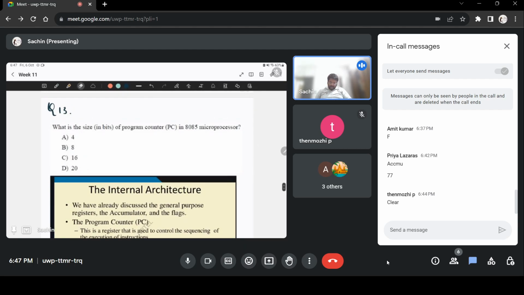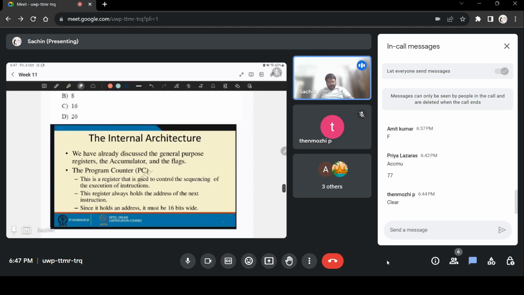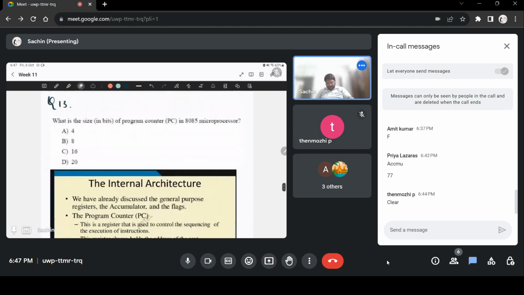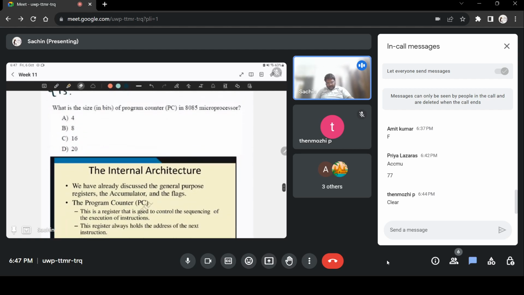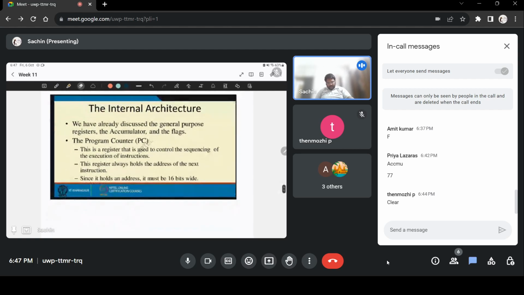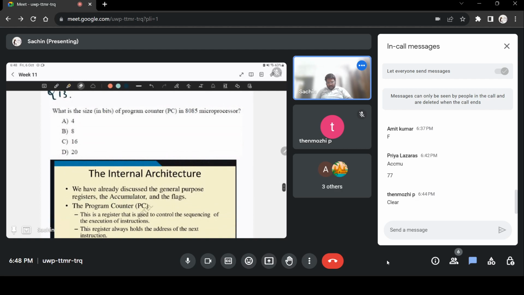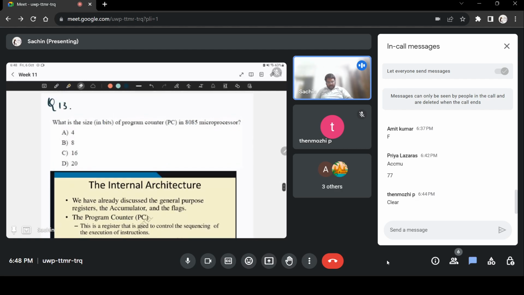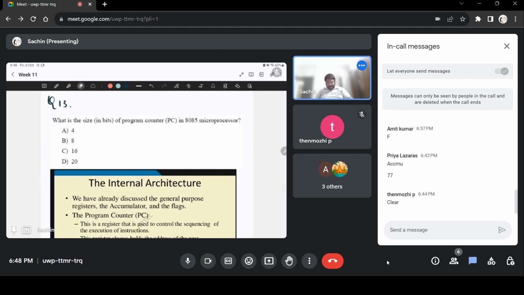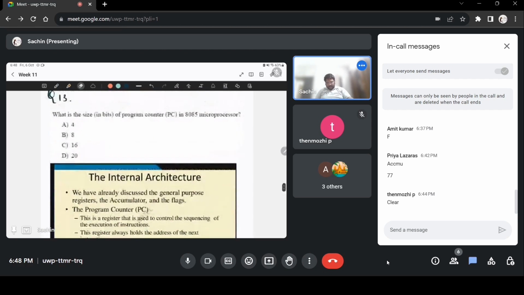What is the size in bits of the program counter in 8085 microprocessor? So we discussed the program counter in one of the earlier questions. The size of the program counter is 16 because the program counter stores an address, and addresses in 8085 are 16-bit numbers. So it needs to have 16 bits. So the answer is option C for question number 13.